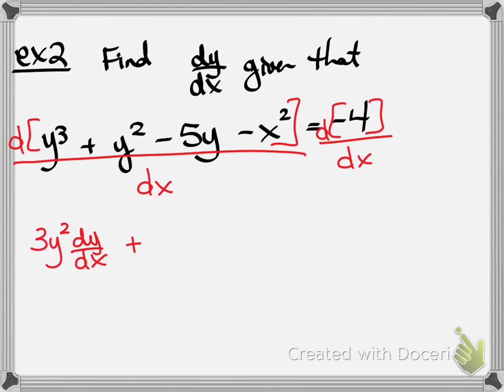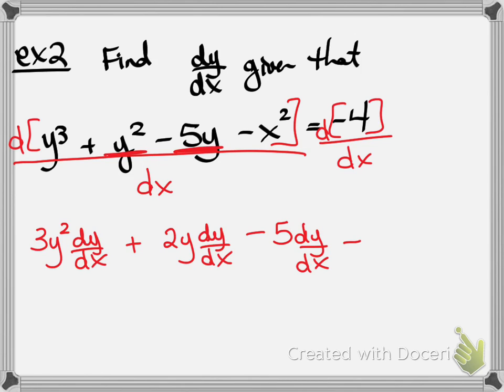Plus, now we'll do the derivative of y squared. It's 2y, but that's not an x, so we say dy dx. Minus, do the derivative of 5y and get 5, but y isn't x, so we do dy dx. Minus, do the derivative of x squared and get 2x. X does match with x, so move on. Equals, do the derivative of -4 and get 0, because it's a constant.